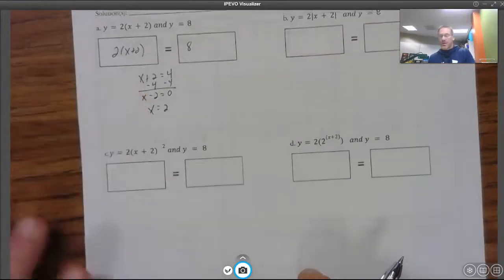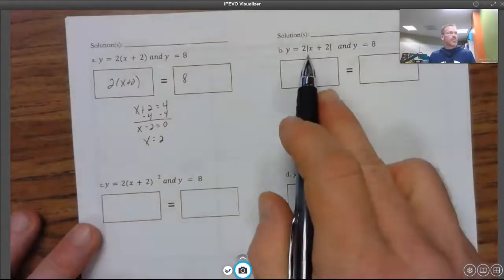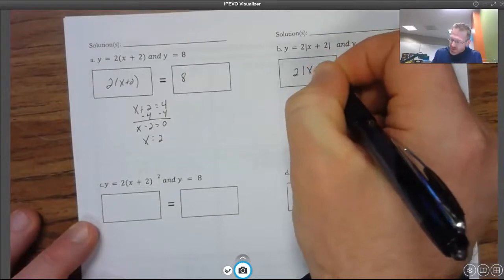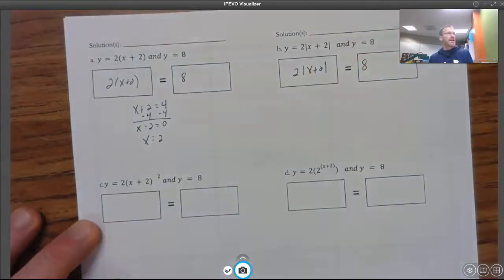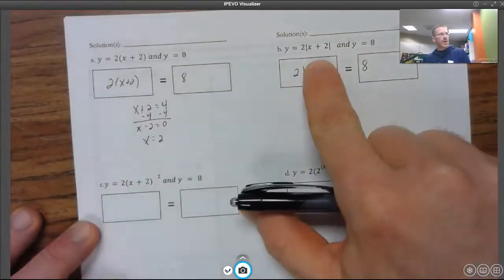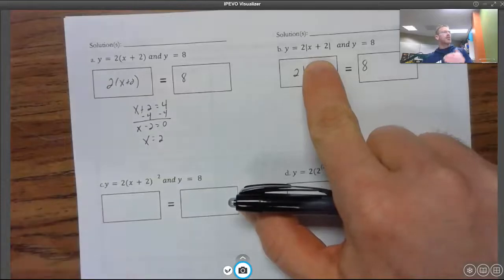Now, this is very important. We set this up the same way, right? So where is this absolute value equation equal to 8? Now, once again, notice this is a multiplication problem. It's the same multiplication problem we have right here, right? 2 times what is 8? And the answer is still going to be 4.